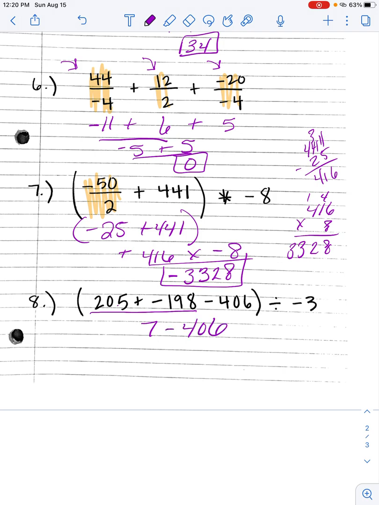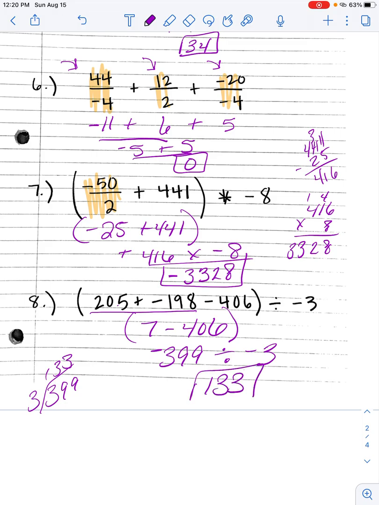And now I'm going to subtract 406. Now these are different signs, positive 7, negative 406. The difference would be 399, and there's way more negative, so it's going to be a negative 399. Now I've solved parentheses, I can bring down everything else, and I have a negative divided by a negative, which gives me a positive, and I'm doing 399 divided by 3, which is 133, and again it's going to be positive.